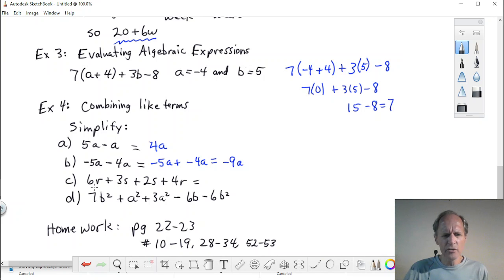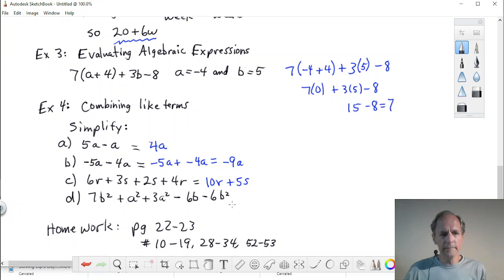Okay, so the next one, we want to combine like terms. We have two terms that have r as the variable, correct? 6r and 4r. We combine those to 10r. And the 3s and 2s, they have the same variable, s. 3s plus 2s, 5s.